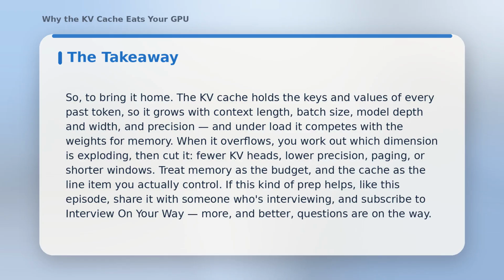So, to bring it home, the KV cache holds the keys and values of every past token, so it grows with context length, batch size, model depth and width, and precision. And under load, it competes with the weights for memory. When it overflows, you work out which dimension is exploding, then cut it. Fewer KV heads, lower precision, paging, or shorter windows. Treat memory as the budget and the cache as the line item you actually control.